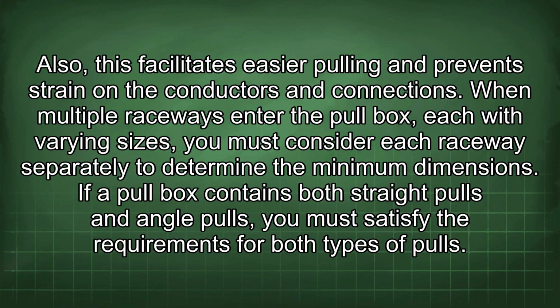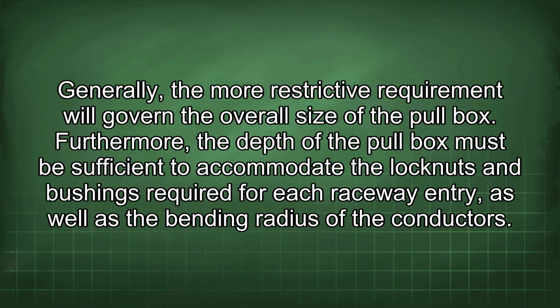When multiple raceways enter the pull box, each with varying sizes, you must consider each raceway separately to determine the minimum dimensions. If a pull box contains both straight pulls and angle pulls, you must satisfy the requirements for both types of pulls. Generally, the more restrictive requirement will govern the overall size of the pull box. Furthermore, the depth of the pull box must be sufficient to accommodate the locknuts and bushings required for each raceway entry, as well as the bending radius of the conductors.